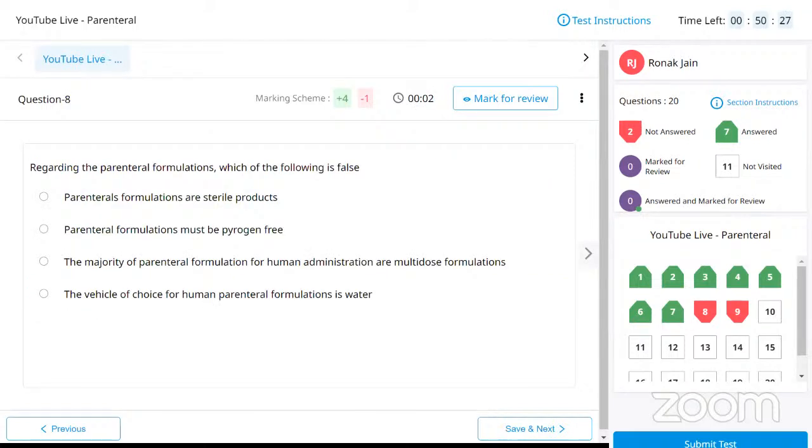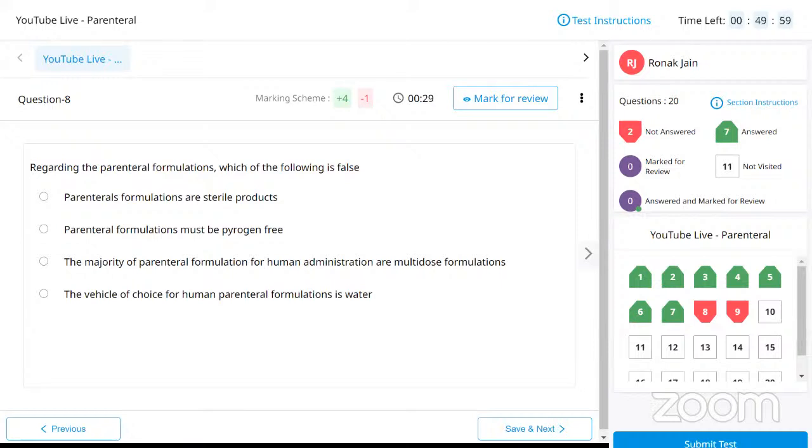Okay, we have done the 7th. Moving on to the 8th question. Regarding the parenteral formulations, which of the following is false? We need to identify which of the given statements is not correct. The first option says parenteral formulations are sterile products. Yes, it's true. Parenteral formulations should be 100% sterile.